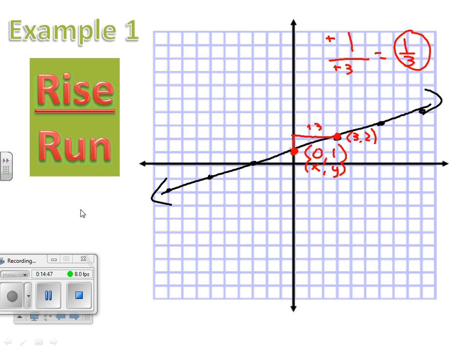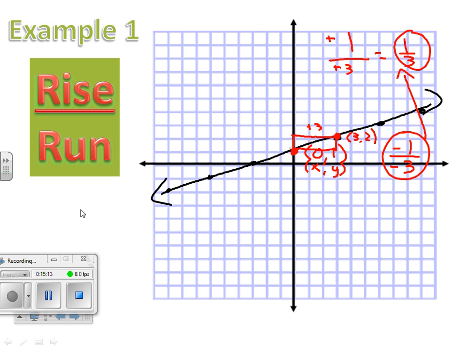What if I'd started here? Would it have mattered? What if I'd gone down 1? That means -1, and then traveled to the left 1, 2, 3. Left 3 would have been negative 3. Is that still the same thing as that? A negative divided by a negative is a positive. So it doesn't matter what two points you pick.